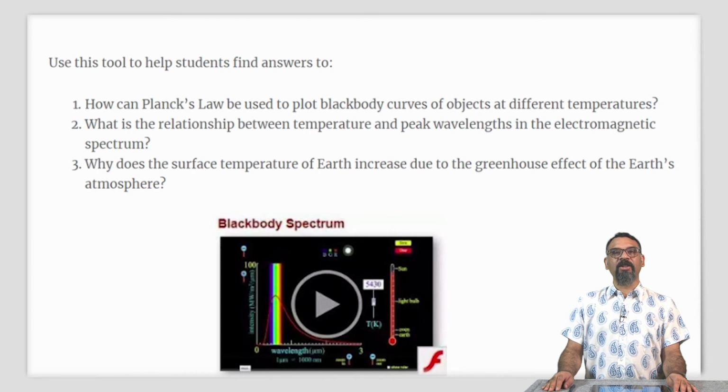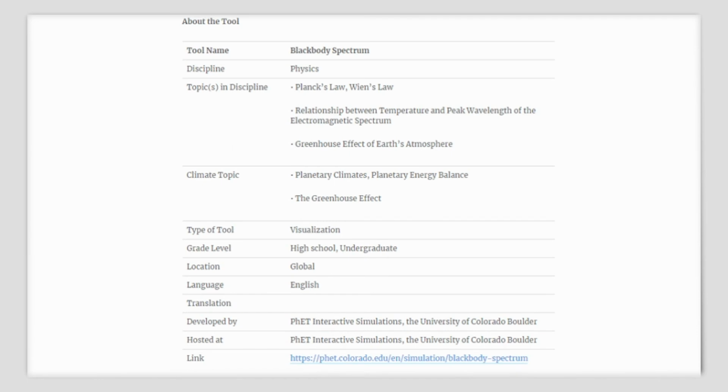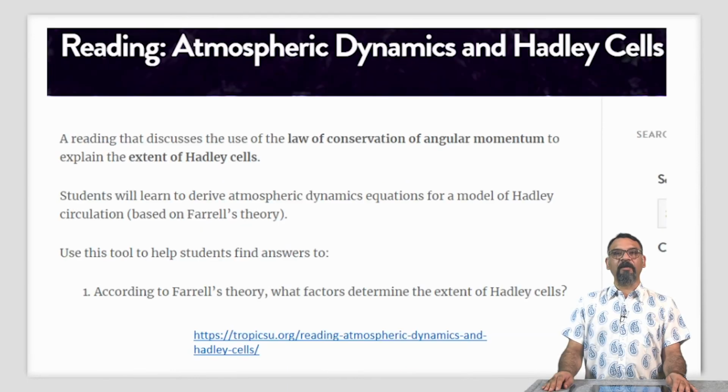What is the relationship between temperature and peak wavelengths in the electromagnetic spectrum? Why does the surface temperature of Earth increase due to the greenhouse effect of Earth's atmosphere? This tool, developed by PhET Interactive Simulations at the University of Colorado at Boulder, can be found at the link shown here. A reading titled Atmospheric Dynamics and Hadley Cells.